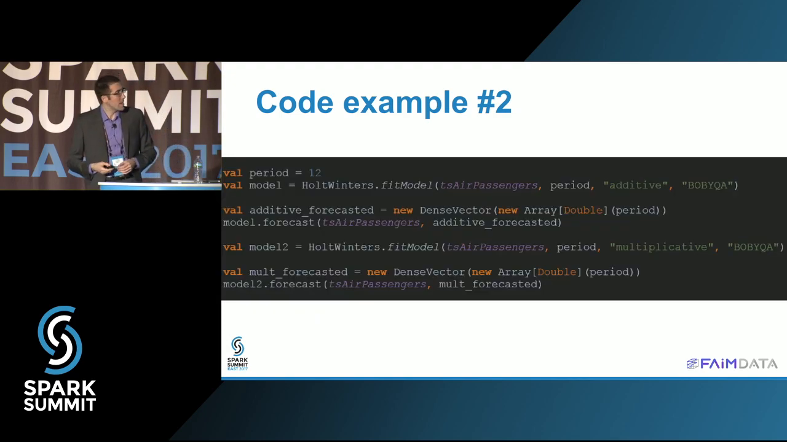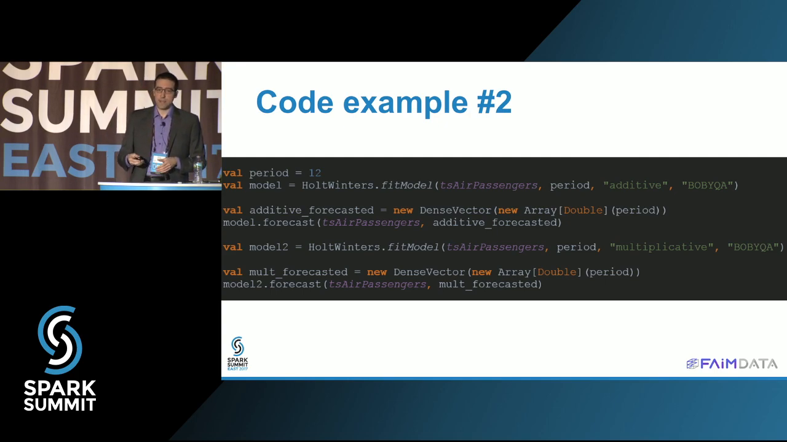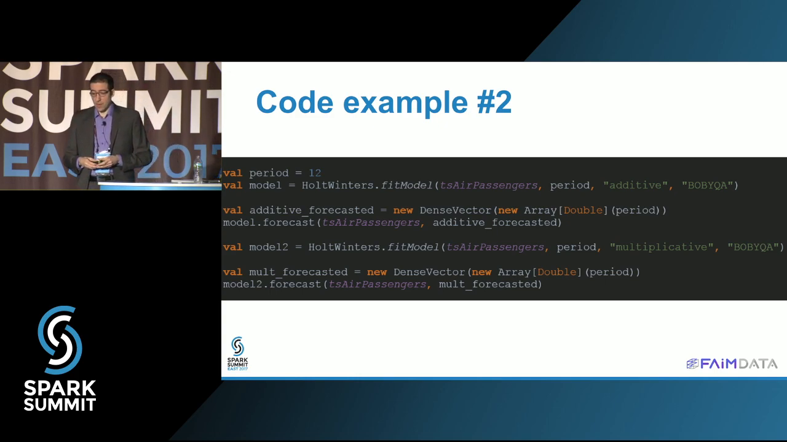So this is what the code looks like. We call the Holt-Winters fit model. We pass the time series data. We specify that our cycle is a year, so 12 months. And we specify the variance. Without going into mathematical detail, there are two variants of the Holt-Winters method: the additive and the multiplicative variant. In this example, we actually train both variants and compare the results. And the last parameter is the optimization algorithm that is used to fit the Holt-Winters method internally.